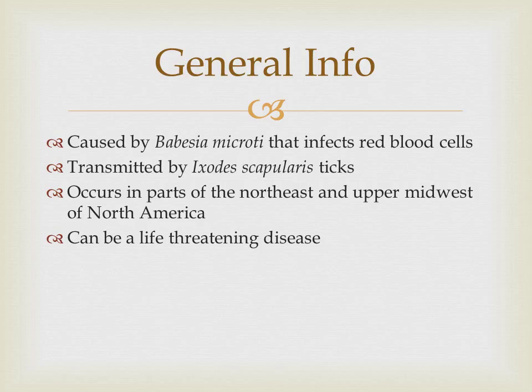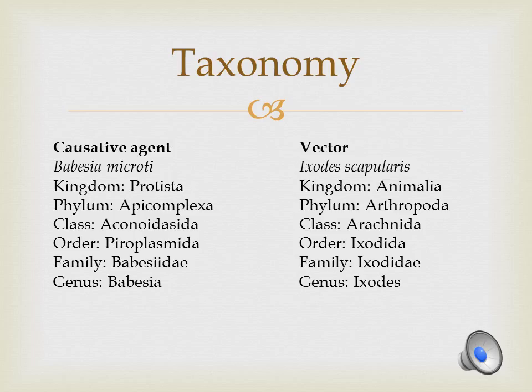Babesiosis is caused by Babesia microti that infects red blood cells. It is transmitted by Ixodes scapularis, commonly known as deer ticks. It occurs in parts of the northeast and upper Midwest of North America, and it can be a life-threatening disease. The taxonomy for both the causative agent Babesia microti and the vector Ixodes scapularis are shown.